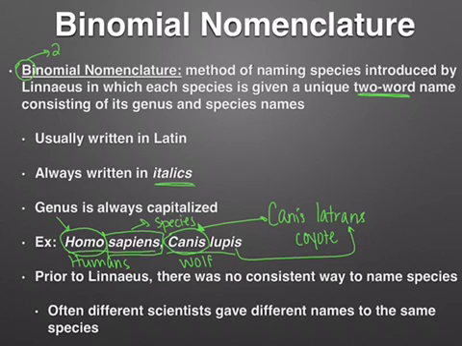Prior to Linnaeus coming up with this system, there was no consistent way to name species, so often scientists gave different names to the same species.